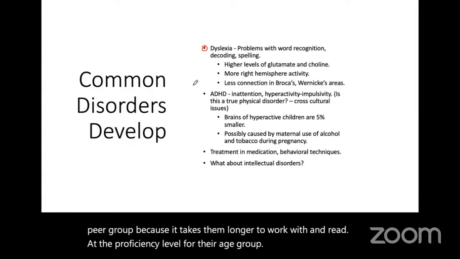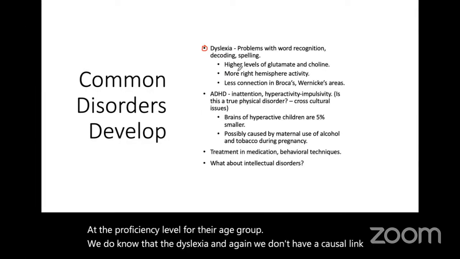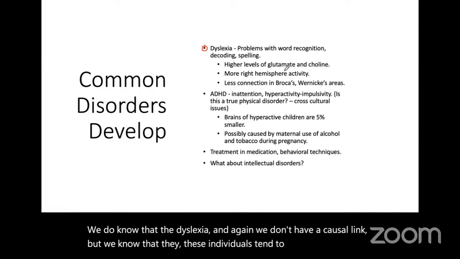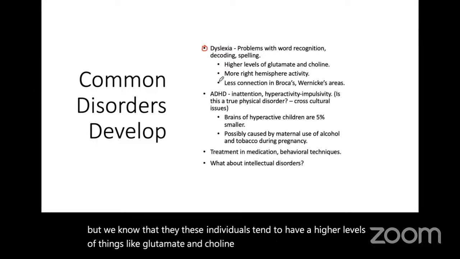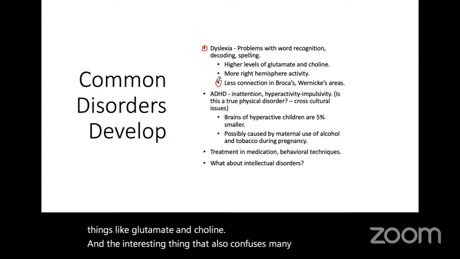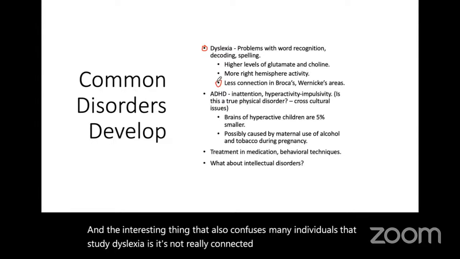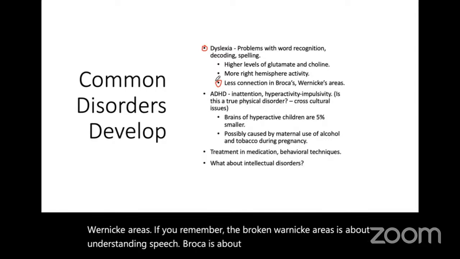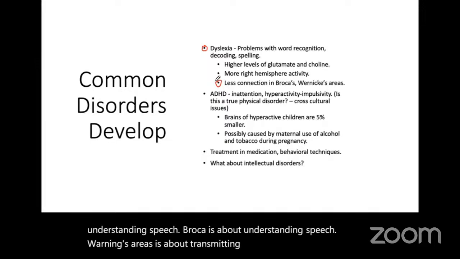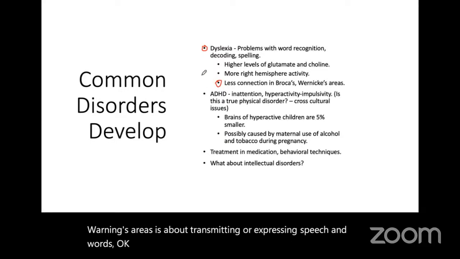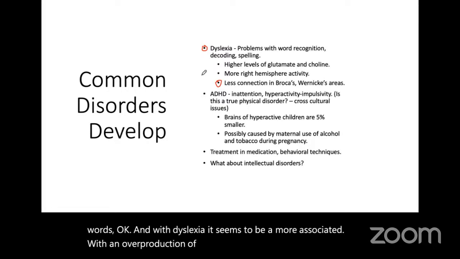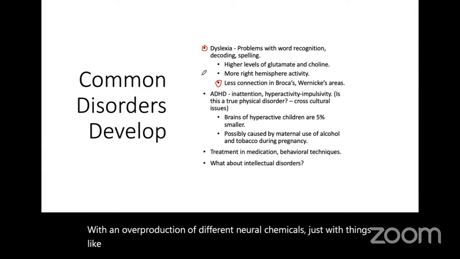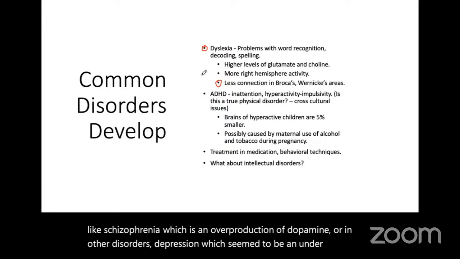We do know that dyslexia, and again, we don't have a causal link, but we know that these individuals tend to have higher levels of things like glutamate and choline. And the interesting thing that also confuses many individuals that study dyslexia is it's not really connected with the Broca and Wernicke areas. And if you remember, Broca is about understanding speech. Wernicke's area is about transmitting or expressing speech in words, okay? And with dyslexia, it seems to be more associated with an overproduction of different neurochemicals, just like with things like schizophrenia, which is an overproduction of dopamine, or in other disorders like depression, which seem to be an underproduction of things like serotonin, okay?